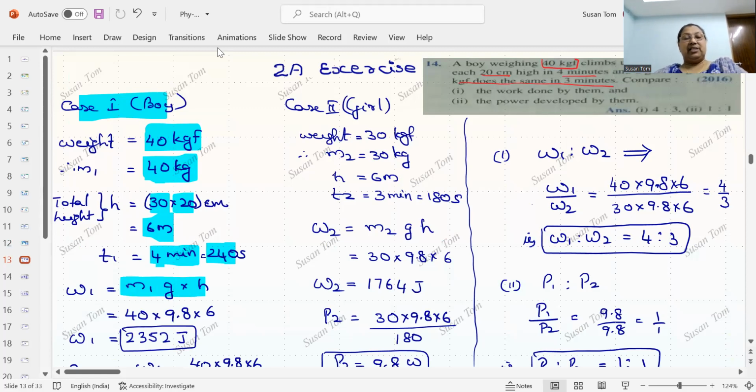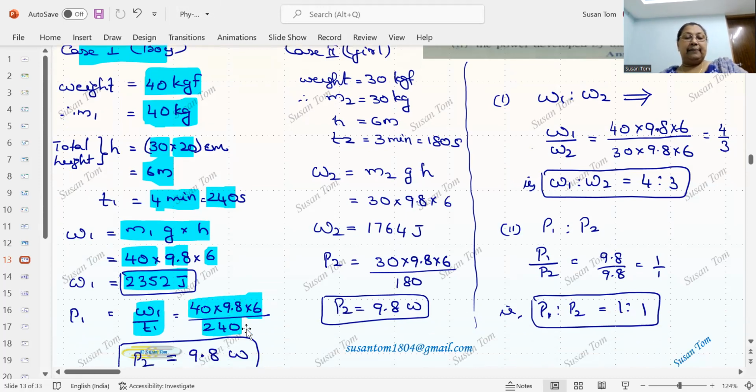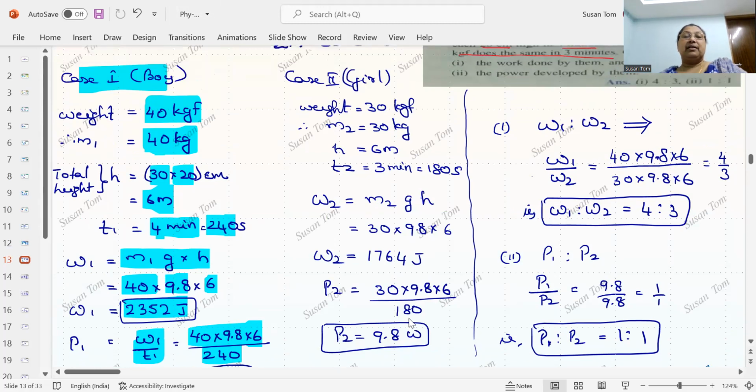Work done is equal to M1GH, 40 into 9.8 into 6. I'm calculating it, though it's not asked to calculate, only comparison. So I calculate it. We can do the expression while taking the comparison. Fine. Power is work upon time, divided by 240 seconds. You are getting 9.8 watt. That of girl, but you should do on the next line. I don't have space. My page is in landscape form, so I'm keeping it here on the right side.